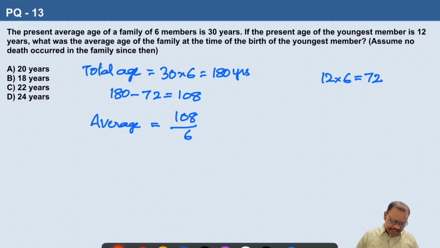So 108 by 6. 6 ones are 6, 4 remains, 48, 6 8s are 48. So 18 years is the average of the remaining people at the time of the birth of the youngest member. Option B is the correct answer.